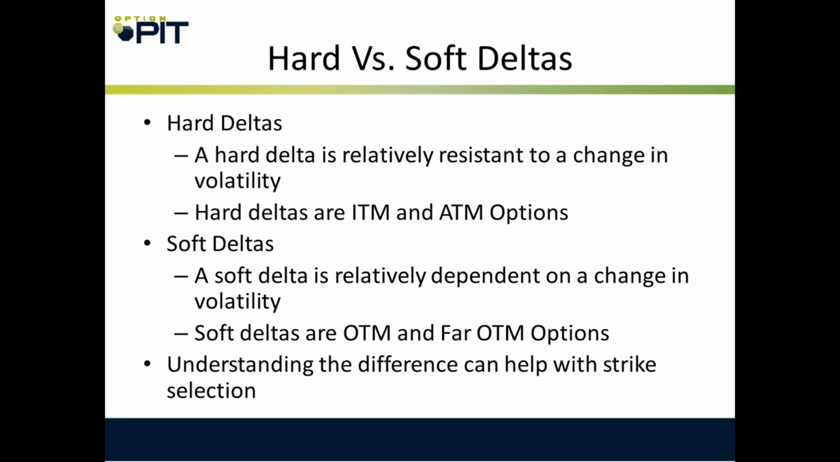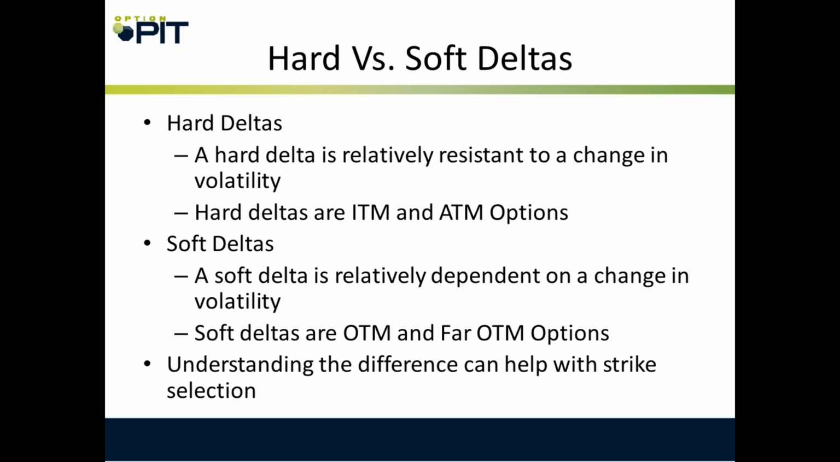So now we're going to talk about this concept of a hard versus a soft delta, or hard versus soft underlying exposure. All right. A hard delta or a hard exposure is relatively resistant to changes in volatility. So if I buy hard exposure, it is not going to be sensitive to changes in implied volatility. So hard options are going to be in the money and generally at the money. And that's because when I'm right, at the money options become in the money options.